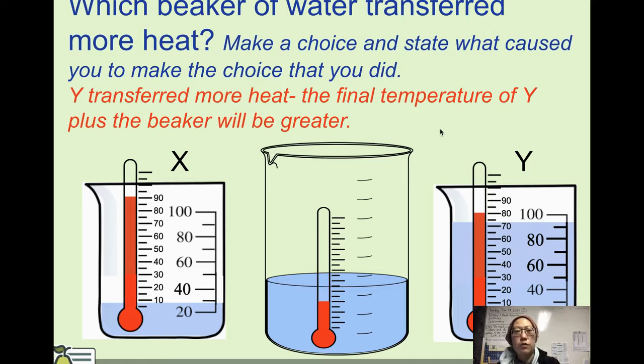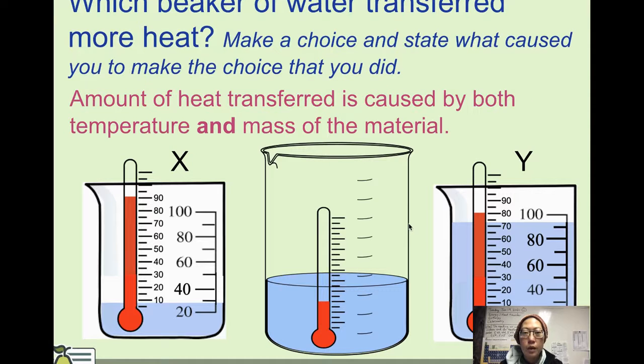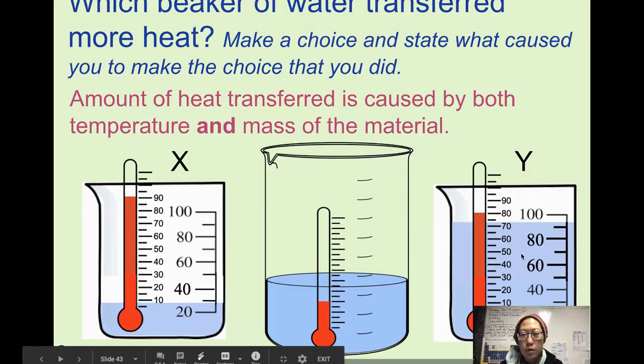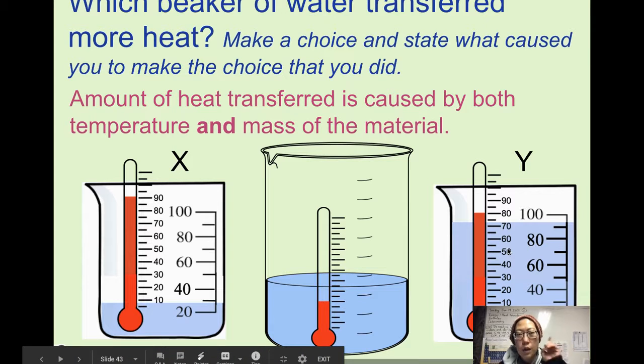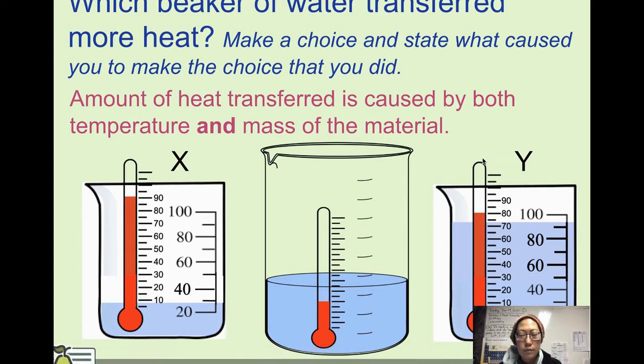Which beaker of water transferred more heat? Well, I just answered that. Y is going to transfer more heat. The final temperature of Y plus this beaker will be greater. So keep in mind that when we transfer heat, it's caused by both the starting temperatures, and the mass of the material affects it. I should also say that it depends on the material. Okay, so different materials have different heat capacities, which we're going to look at in a second.